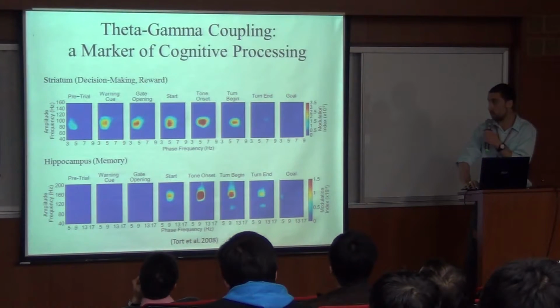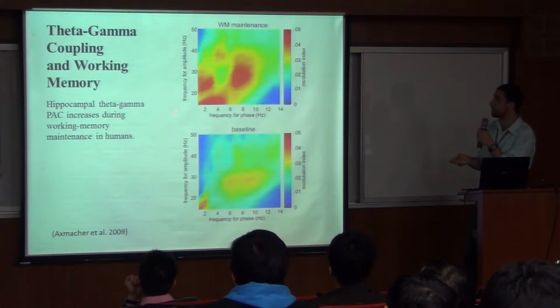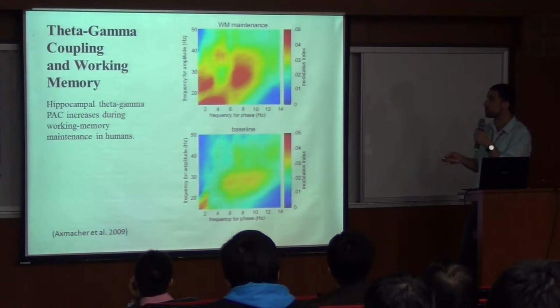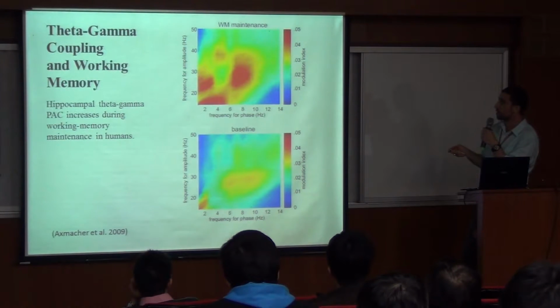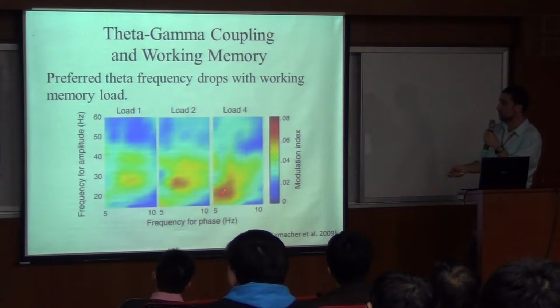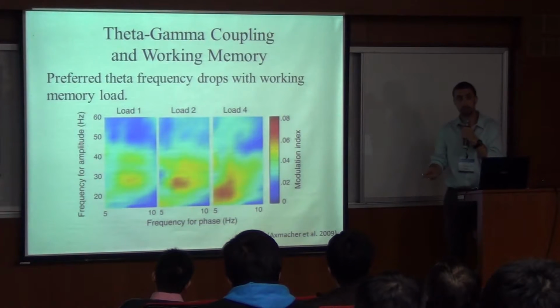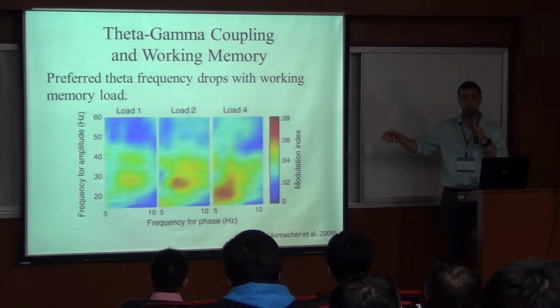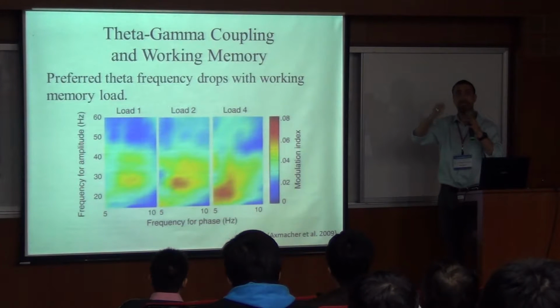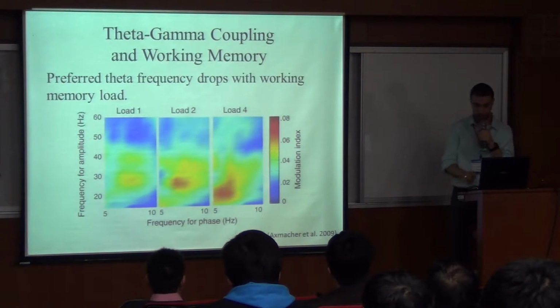Okay. This occurs not only in rats, but also in humans. Here is data recorded from the hippocampuses of epileptic patients during a working memory task. And you can see that the coupling between theta and gamma frequencies is much greater during working memory tasks than during baseline. And also that the preferred frequency of theta to which gamma is coupled decreases with working memory load, which may have something to do with the fact that when you are trying to remember more numbers or more objects, you need a larger theta cycle in which to nest more gamma cycles.